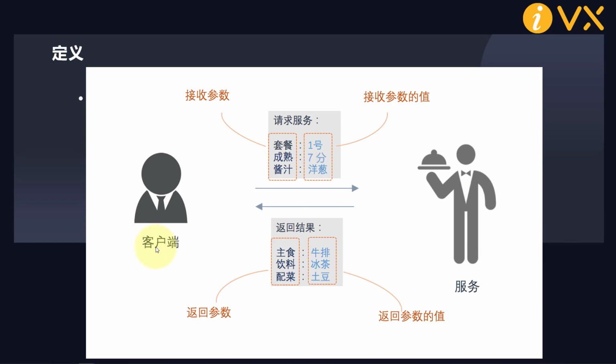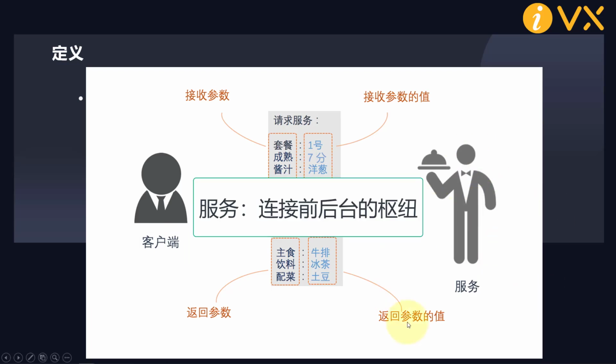You can think about it. Generally speaking, when we go to a restaurant to order, we ask the waiter to deliver the order for us, instead of going straight to the back kitchen to say what kind of content we want. The service is actually a hub connecting the front and back office, which is a very important knowledge point for us.